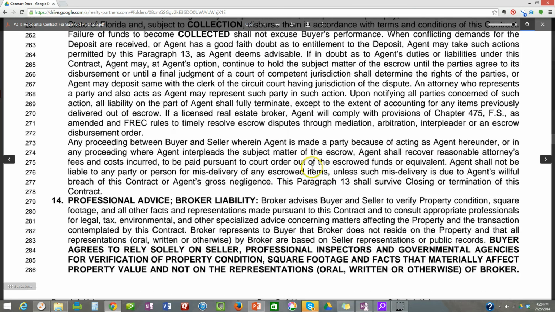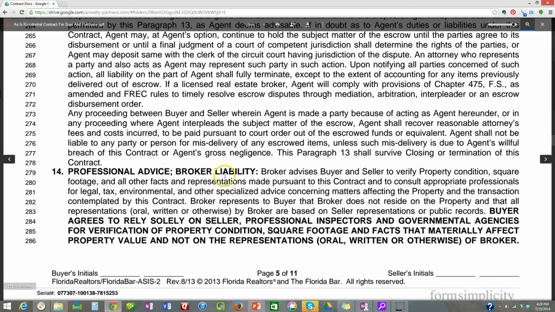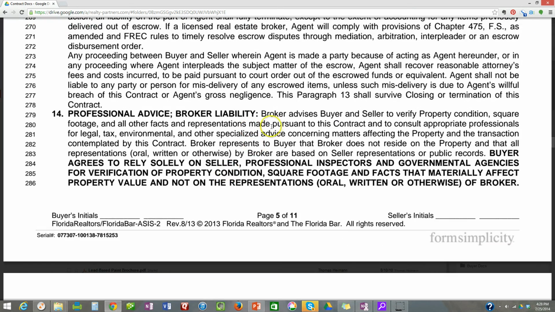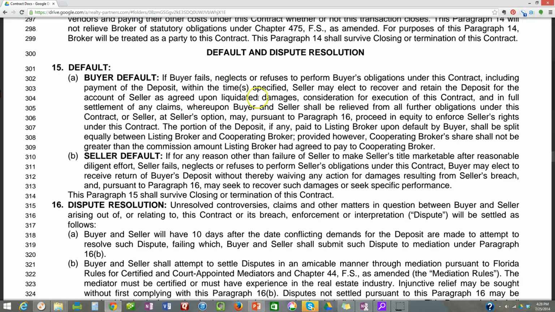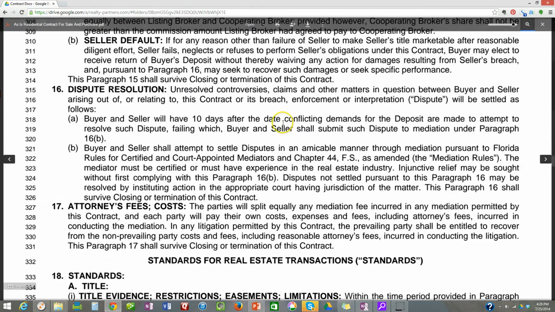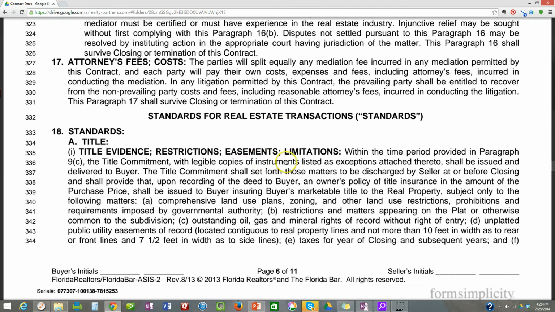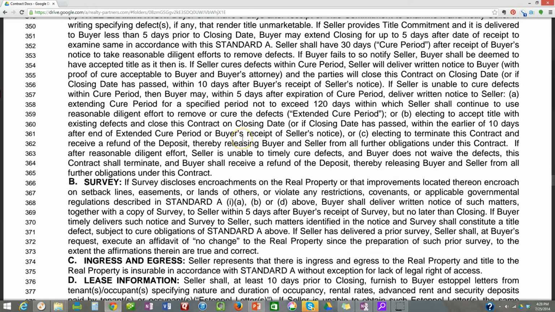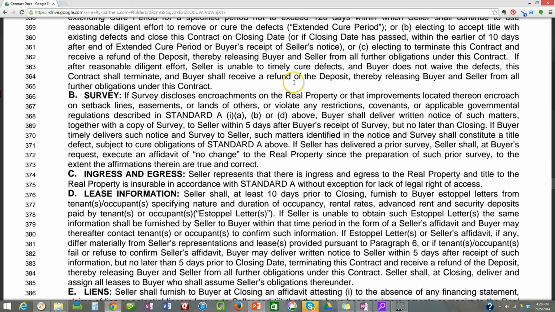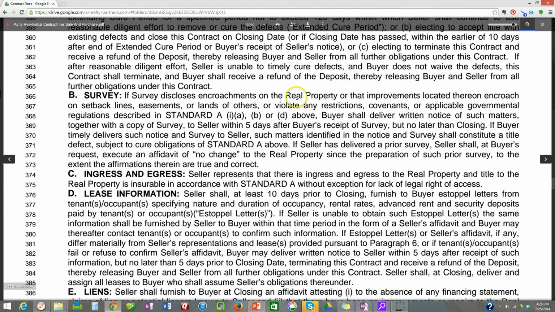Escrow agent, it's pretty straightforward. Professional advice, obviously we're not attorneys or accountants. Default, these things are all pretty much the same here. Title examination, surveys. Now, the buyer has a little bit more time to get a survey done, up to 5 days prior to closing.